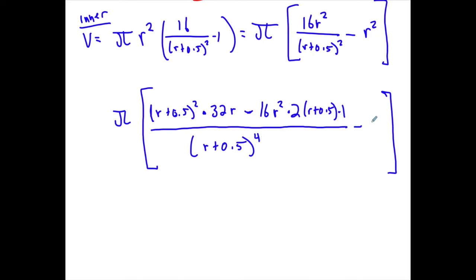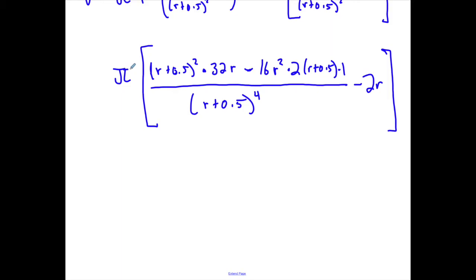And then by the sum rule, this becomes minus 2r. So this is the difficult part, is taking the derivative. If you can get past the derivative, the rest is actually not that bad. Okay, so now I do want to do a little bit of cleaning up right here.